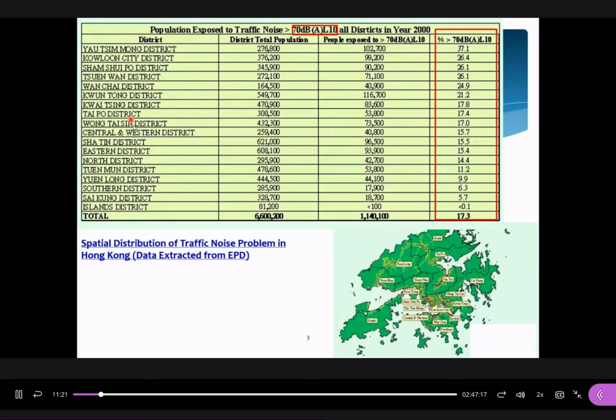You can see that there are different districts here. The first one is the Tsim Sha Tsui, Yau Ma Tei, and Mong Kok districts. You can see that more than 37.1% are suffering from noise effects of more than 70 dBA, according to L10. Please bear in mind that when we do the assessments for railway noise, we use the equivalent level, not L10. But for road traffic noise, the common approach is the L10 level.